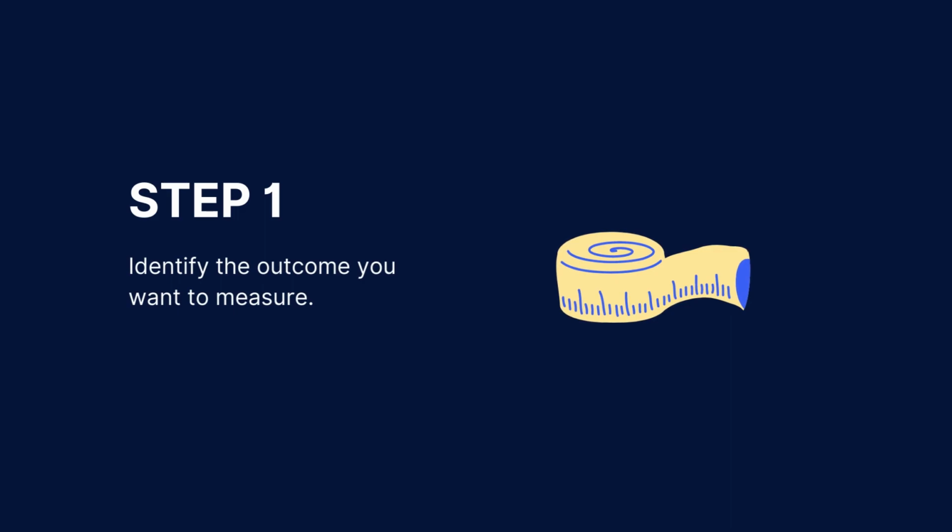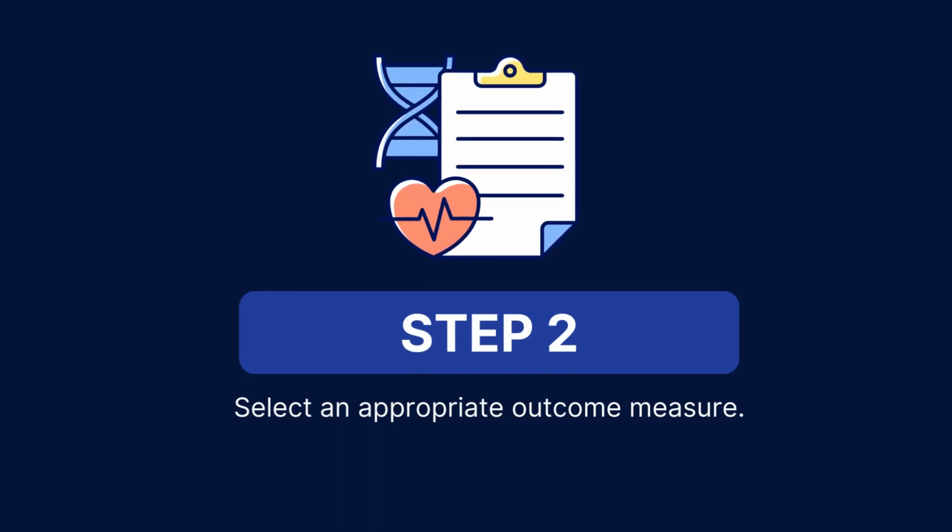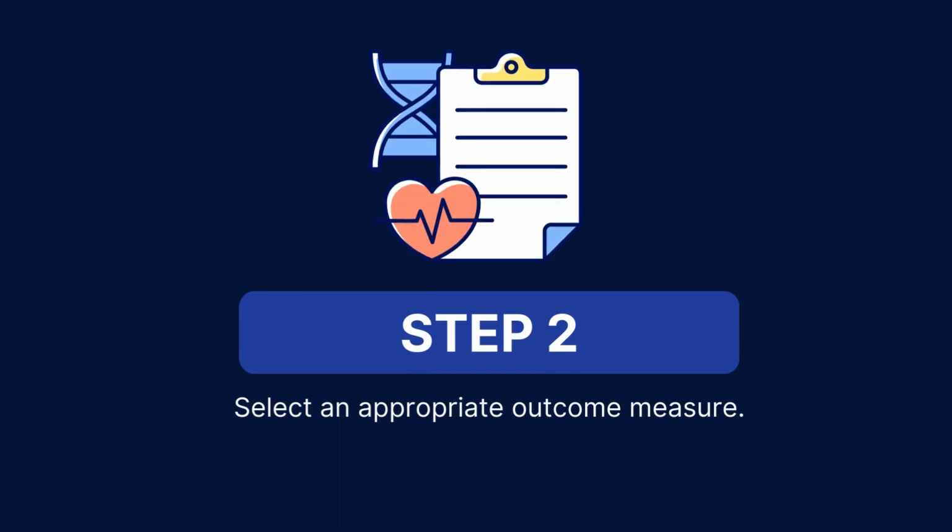Firstly, identify the outcome you want to measure. What do you want to know about the change that has occurred? Select an appropriate outcome measure. Many different outcome measures are available, so you must choose one relevant to your specific intervention and goals.